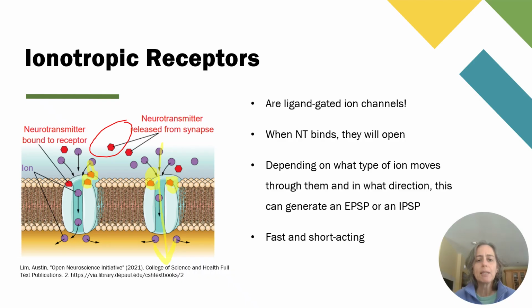So ionotropic receptors are really cool. They're really fast. They're really short acting. They just cause little changes in membrane potential, EPSPs and IPSPs, as a result of those ion channels opening.